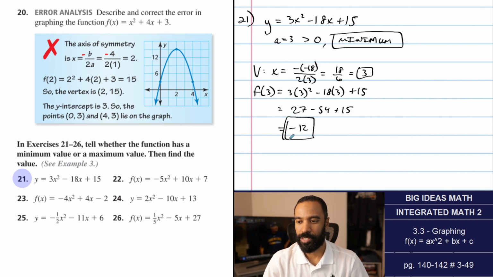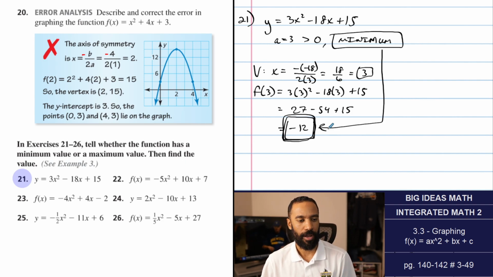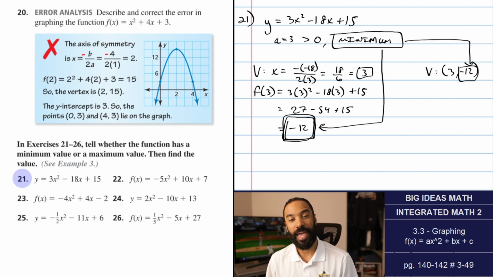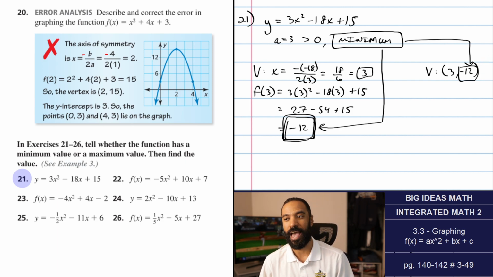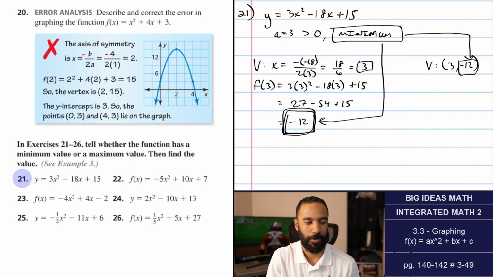Okay, now this is the minimum. The minimum is negative 12. It's the y value when it comes to the vertex being 3, negative 12. Once again, I'm just going to highlight it wherever I go, that is the minimum. It occurs when x equals 3, but the minimum is negative 12. Okay, I'm not graphing it. They didn't ask me to. Number 22.